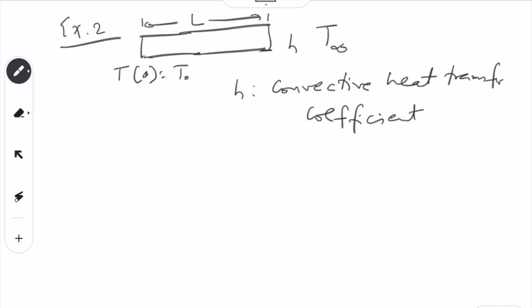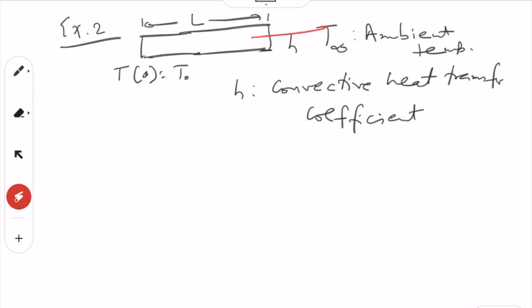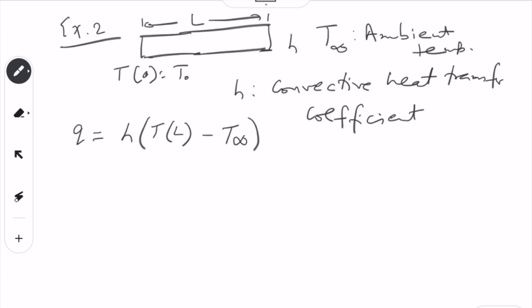So, what is the meaning of that? Q means the heat, which will be typically at the higher temperature. T infinity is the ambient temperature. So, if the temperature here is higher than this one, then there will be a heat transfer, a Q which will be going outside like this. Yeah, so the heat which will be lost, the Q will be equal to h times T at L minus T infinity, right.